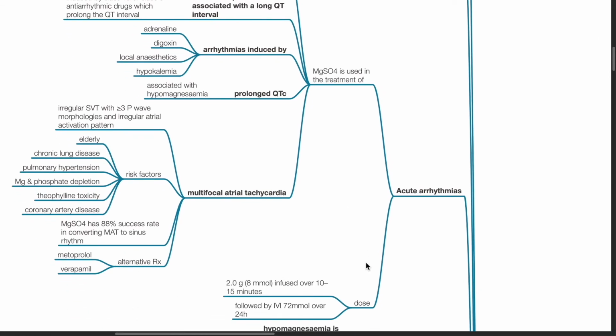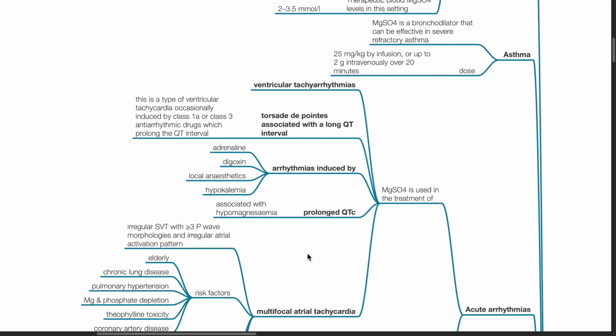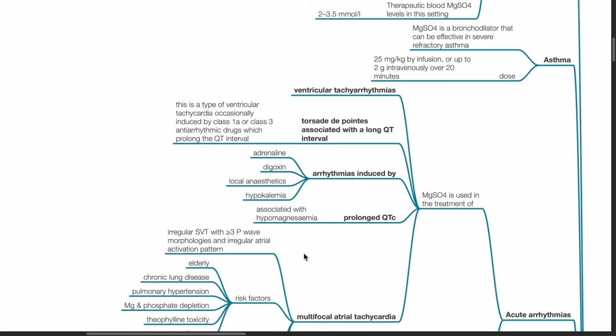Acute arrhythmias. Magnesium sulfate is used in the treatment of ventricular tachyarrhythmias, torsades de pointes associated with a long QT interval. This is a type of ventricular tachycardia occasionally induced by class 1A or class 3 antiarrhythmic drugs, which prolong the QT interval. Magnesium sulfate is also used in the treatment of arrhythmias induced by adrenaline, digoxin, local anesthetics, hypokalemia, and hypomagnesemia.